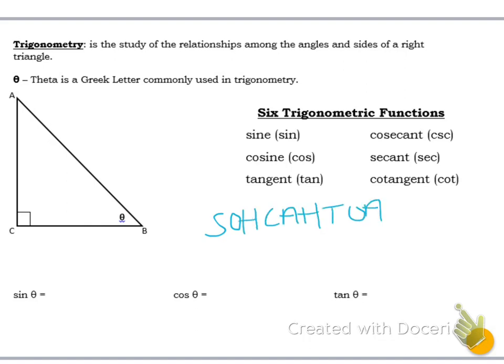SOHCAHTOA. Okay, in SOHCAHTOA, the S is going to be the sine, the C is going to be cosine, and the T is going to be tangent. The two letters that follow after it are opposite, hypotenuse, or adjacent. So we always pick an angle that we're going to look at it from.